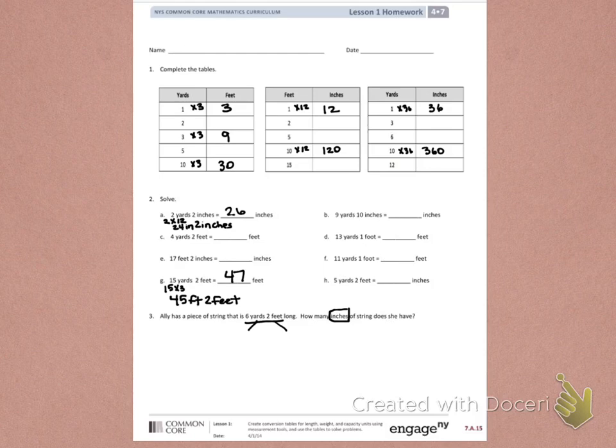So I'm going to look at these separately, and I'm going to go ahead and convert them both to inches. So when we look at our chart, 6 yards, well, we know 1 yard, and we're trying to go to inches. So 1 yard is 36 inches. So I'm going to take my 6 yards and multiply it by my 36 inches. And that's going to give me 216 inches. And let's do the same for feet. Feet to inches. In 1 foot, there's 12 inches. So I'm going to take my 2 feet and multiply it by my 12 inches. And we're left with 24 inches.